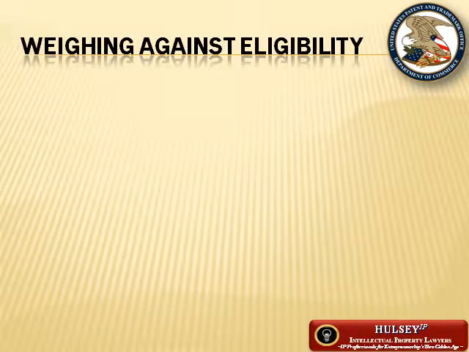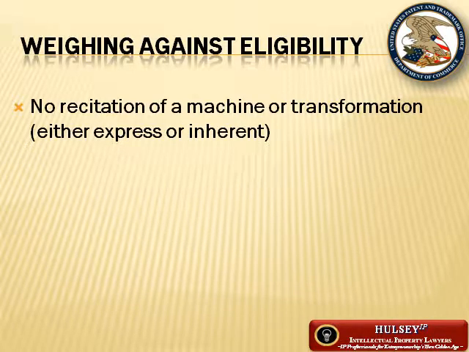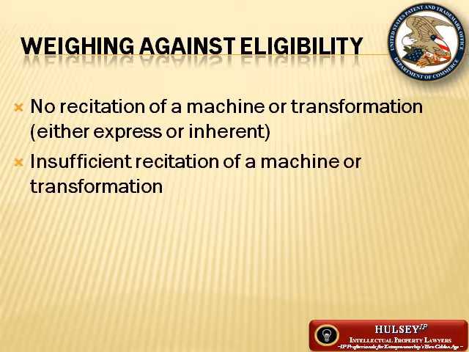Conversely, the guidance says that factors weighing against eligibility include the situation where there is no recitation of a machine or transformation, either express or inherent. Also, where there is insufficient recitation of a machine or transformation. For example, where the involvement of the machine or transformation with the steps is merely nominally, insignificantly, or tangentially related to the performance of the step. For example, data gathering or merely reciting a field in which the method is intended to be applied. Also, where a machine is generically recited such that it covers any machine capable of performing the claimed steps weighs against patentability as an insufficient recitation.